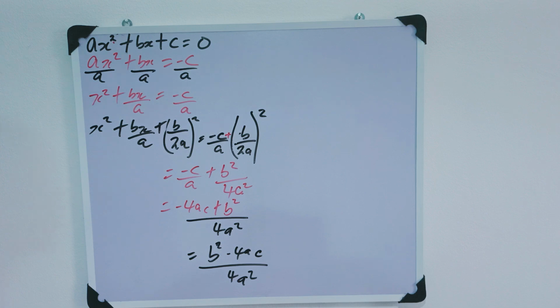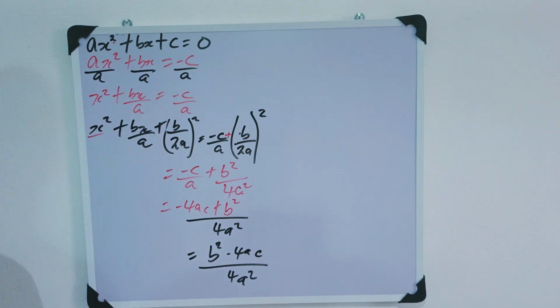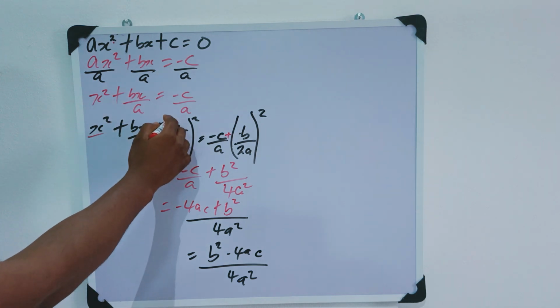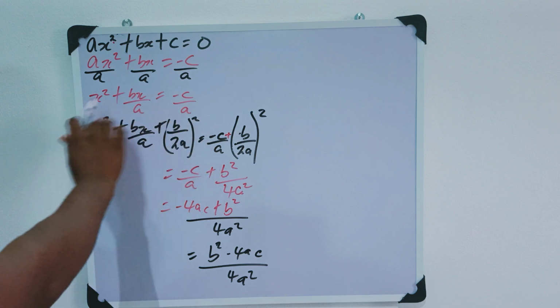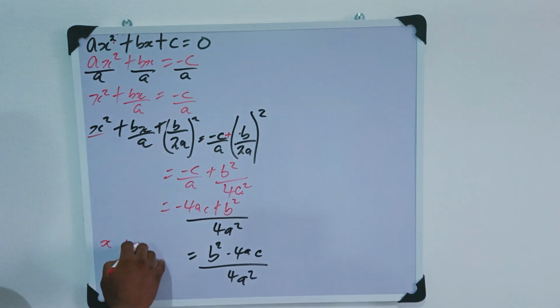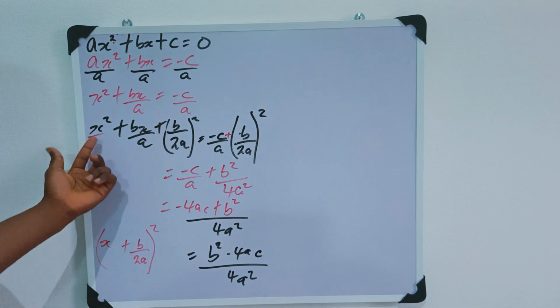Now there's a simple trick here. All you need to do is identify x, the variable here, leaving the square, x and b over 2a all squared. Now this is what I mean: you have x plus b over 2a all squared. This works always for every kind of quadratic equation. If you expand this, you're going to get back this.